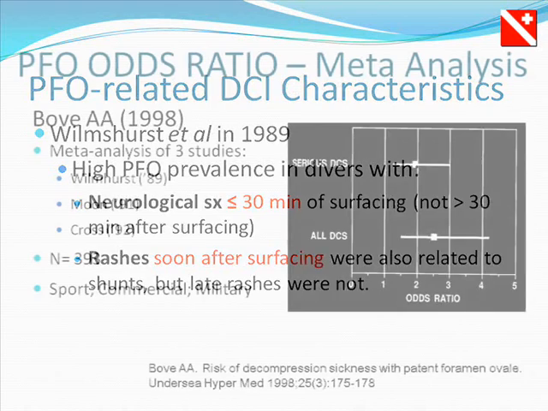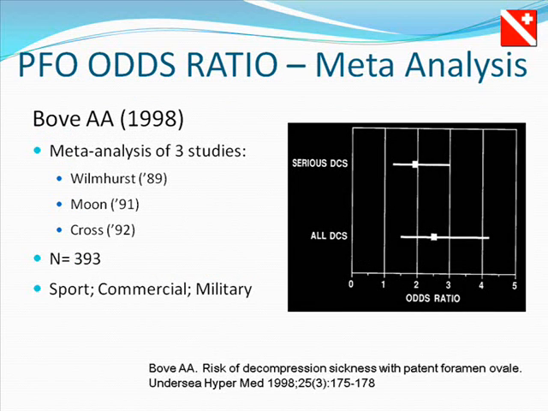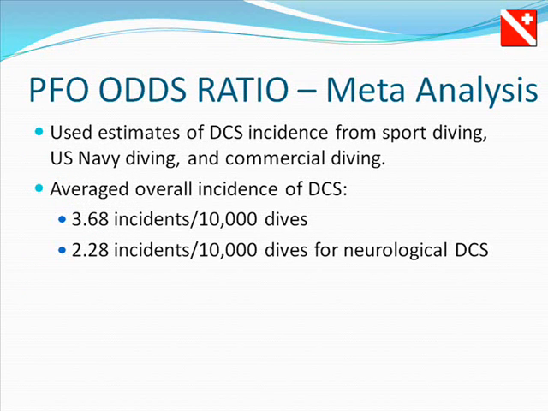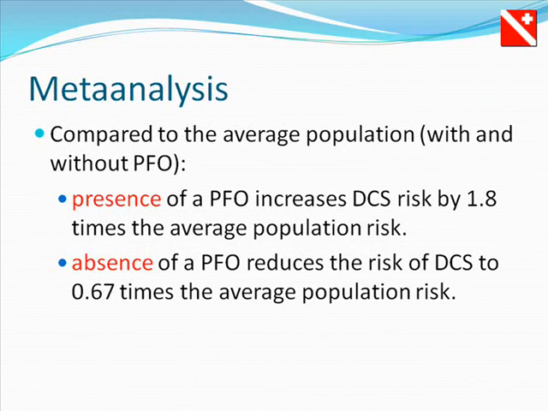How dangerous is a PFO? I'll summarize Fred Bouvet's meta-analysis of the Wilmshurst, Moon and Cross articles by saying that basically chances of DCI across the spectrum of Navy, recreational and commercial diving is about 3.6 incidents per 10,000 dives, of which two-thirds might be neurological decompression illness. Using that data, the presence of a PFO increases your risk by 1.8 in terms of the average population, whereas the absence of a PFO reduces it to 0.67.